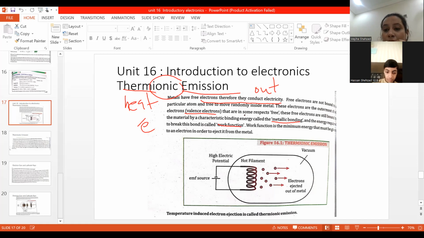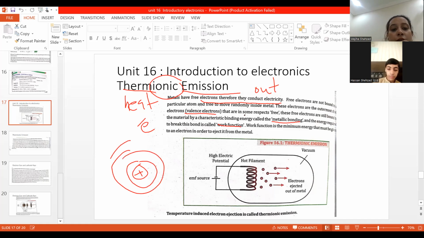Work function is the minimum energy that must be given to an electron in order to eject it from the metal. Now we learn how this work function works. You know the structure of an atom, right? This is a nucleus, which carries a positive charge on the protons. These are the shells of electrons, and in the outermost shell there is an electron, the valence shell. This electron cannot leave the atom because it has a force of attraction with the positive protons, right?